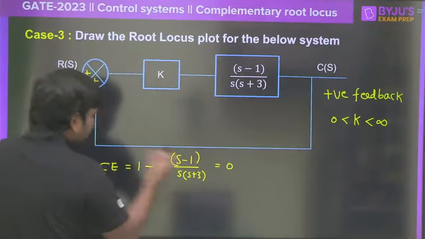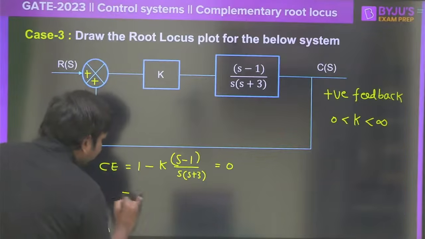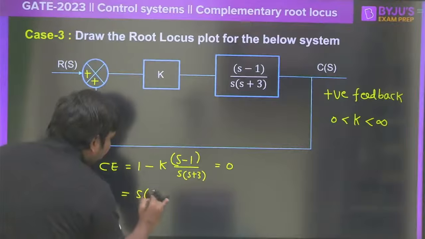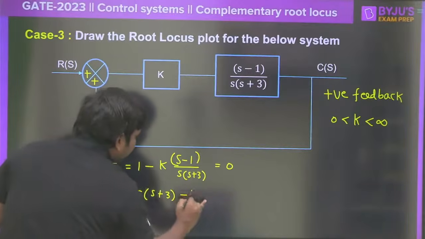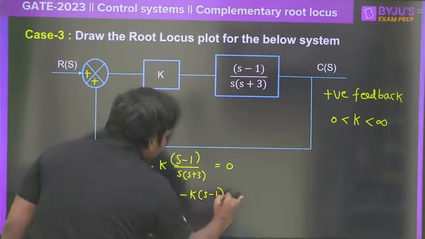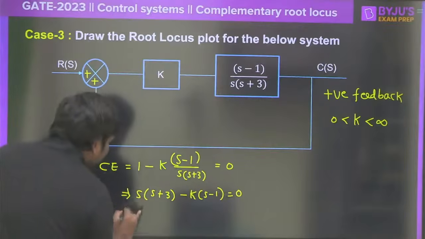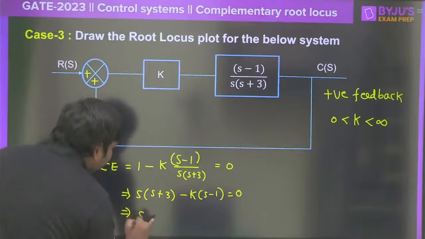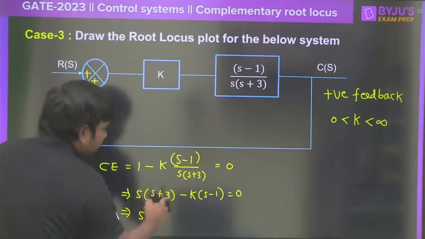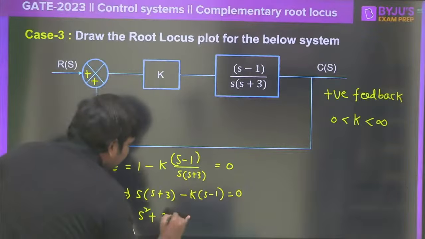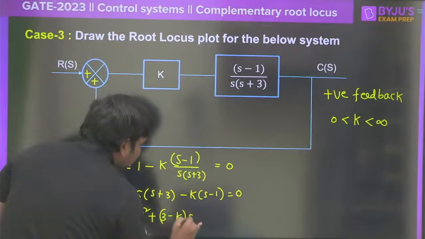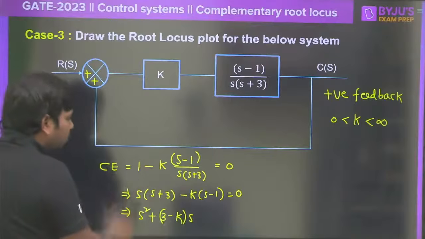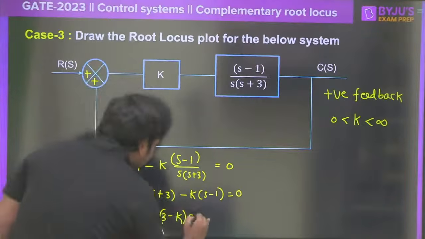1 minus g(s) into h(s), right? So moving ahead, I can say s into (s plus 3), right? And minus k into (s minus 1), all of this is equal to 0, right? So therefore, if you still go ahead, what are you going to get? s square plus 3s minus k. So it is going to be (3 minus k) into s, and this is considered as one of the very important questions. (3 minus k) into s, and what else is there?